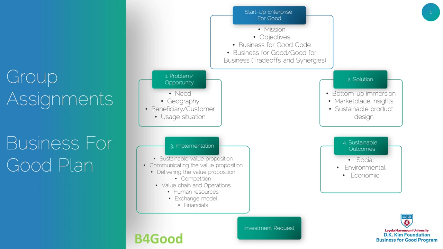There are a number of distinct parts to the project. There is the problem or opportunity, the solution, its implementation, and the sustainable outcomes, which can then lead to your investment request. Now, let's take a look at each part. The problem or opportunity relates to the need, the geography, the beneficiary or customer, and the usage situation. Let's start with the need.